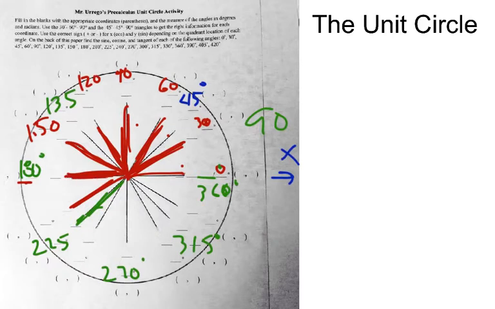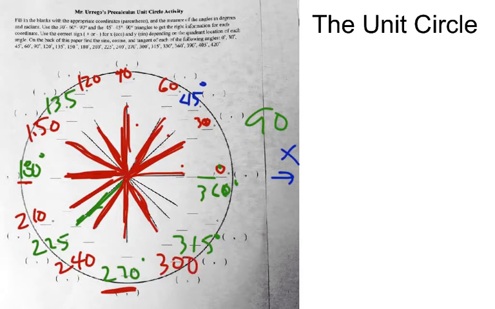So I was at 180, and I'm adding by 30s. This 180 plus 30 is going to be 210, plus another 30, that's 240, plus another 30, we get 270, plus another 30, we get 300, plus another 30, we get 330, plus another 30, we go back to 360 and keep going over and over again.